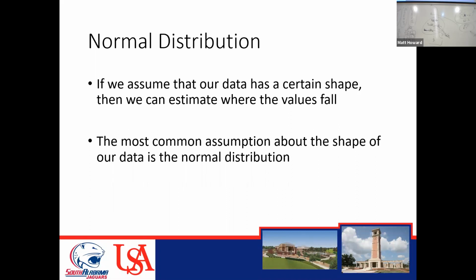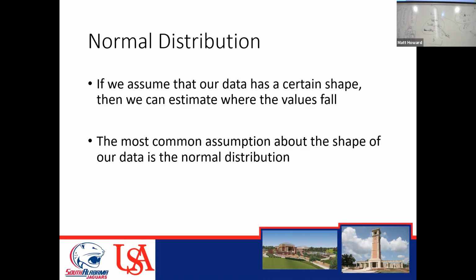All right, so we talked about all of that to eventually get to the normal distribution. We're going to talk about the normal distribution a lot today. The normal distribution is if we assume that our data has a certain shape, just based on our mean and standard deviation, we can get an estimate for where our values fall.